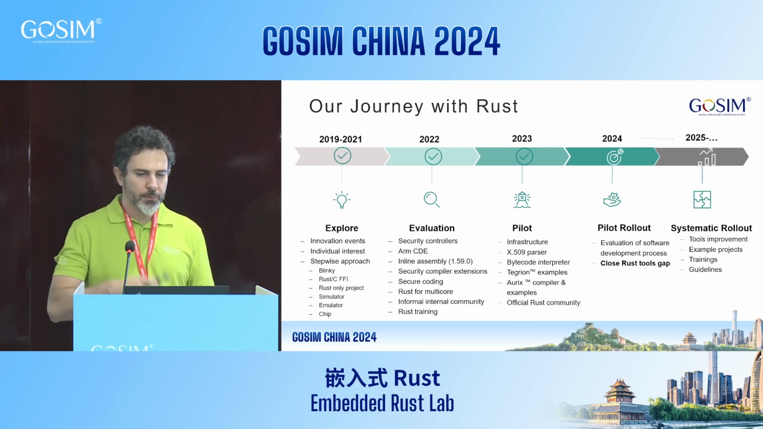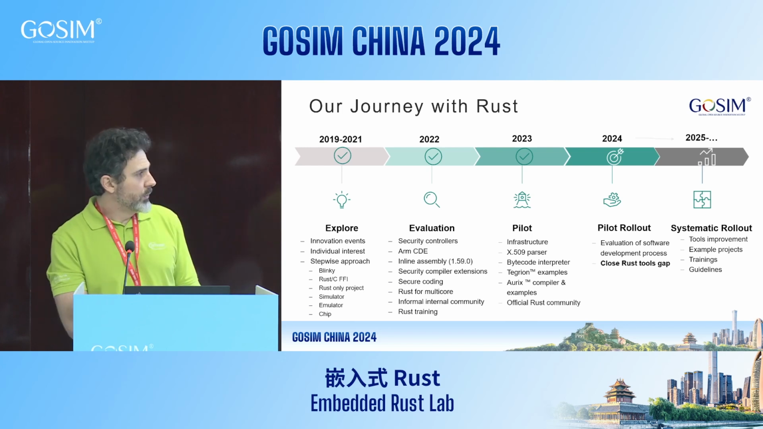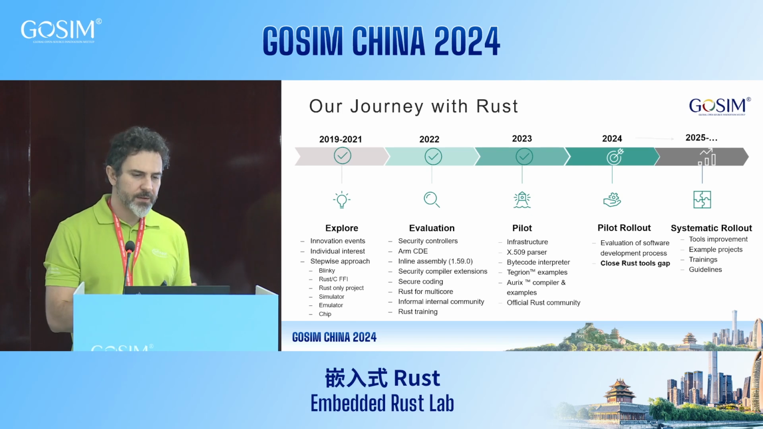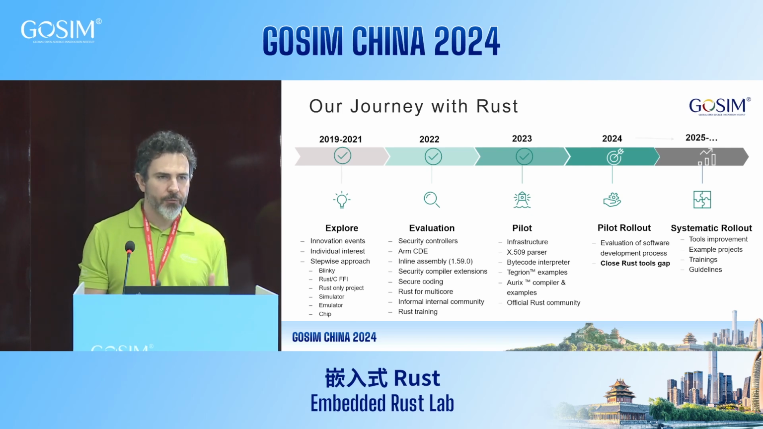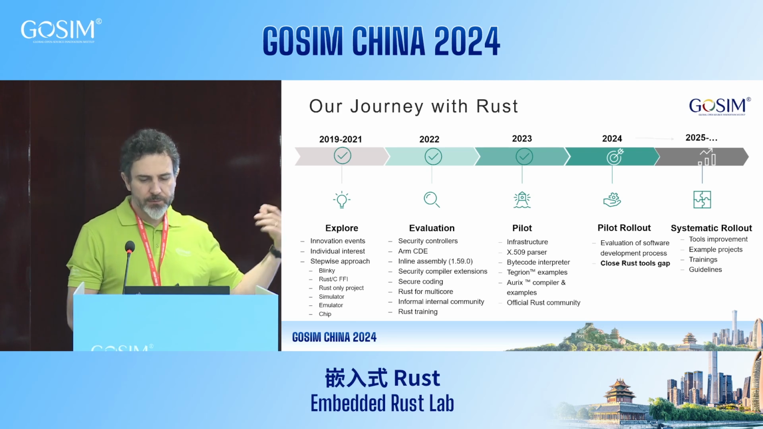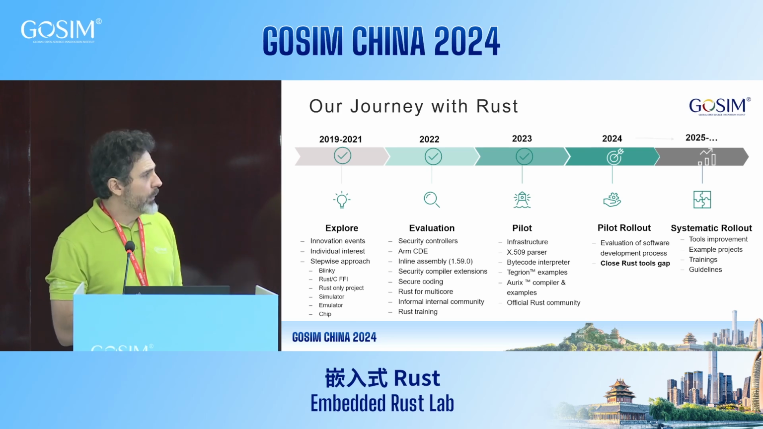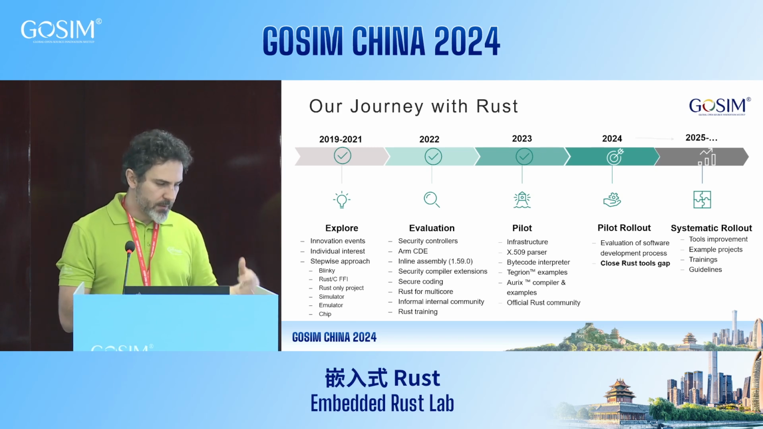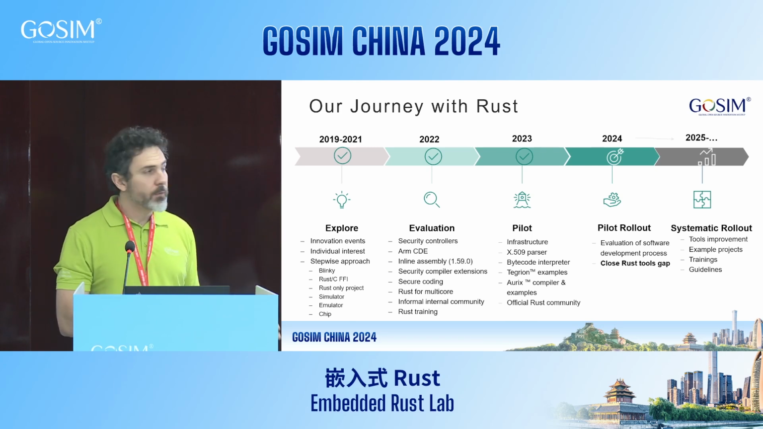And that's where we came this year to the point of evaluating the software process and saying, hey, what are the gaps that we need to fulfill to really go from this evaluation or innovation phase to production. And that's what we want to achieve next: a systematic rollout at Infineon to make Rust the next de facto standard for embedded development.